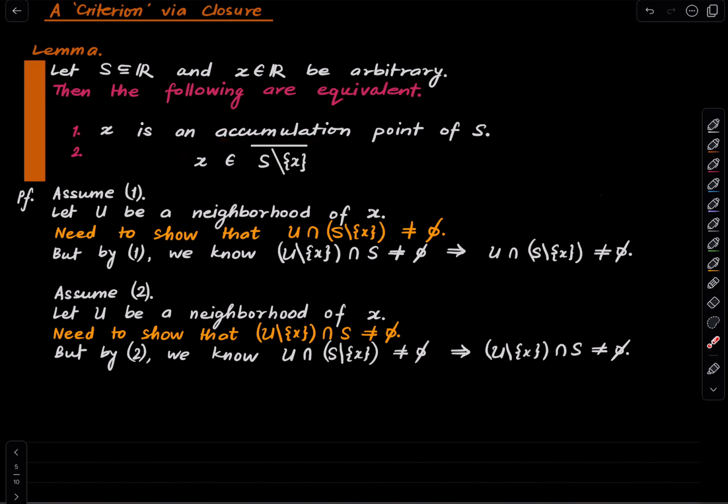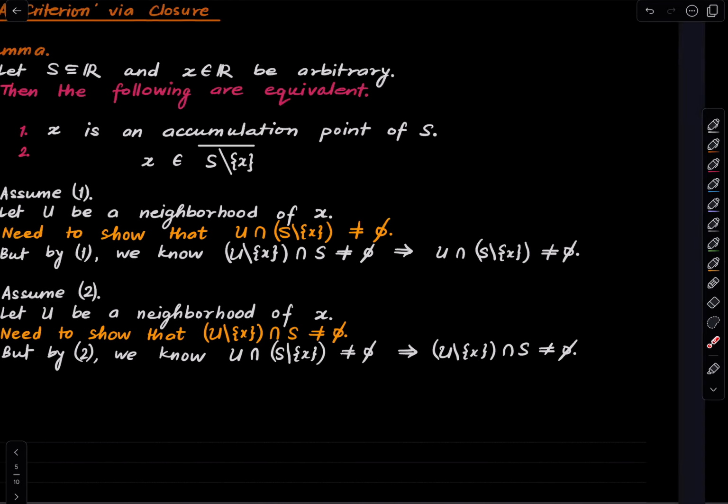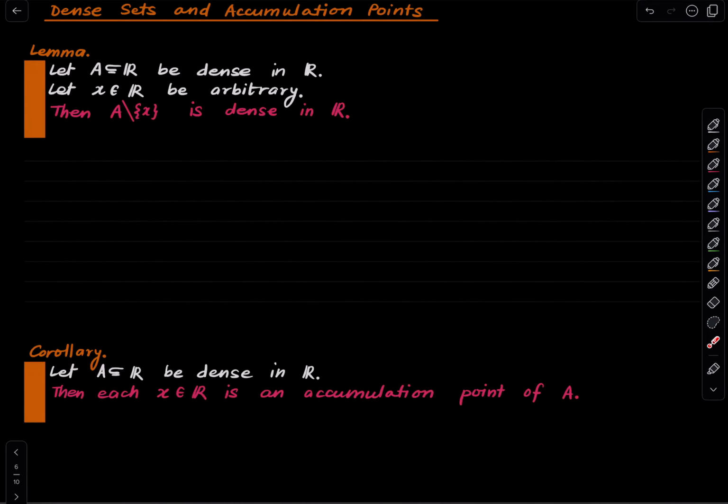Okay, let's proceed. So what about dense sets? This is just a special example. Clearly an exercise. You should pause the video and solve these lemmas before I give you the proofs. So fix a dense subset A of the reals and pick x arbitrarily. Then A punctured at x is also a dense set. This has nothing to do with this lecture. This is really an exercise.